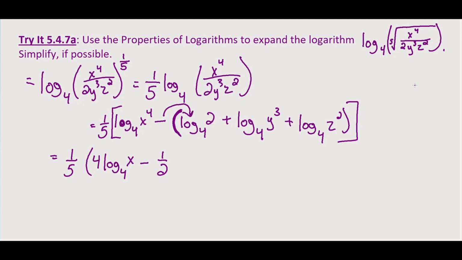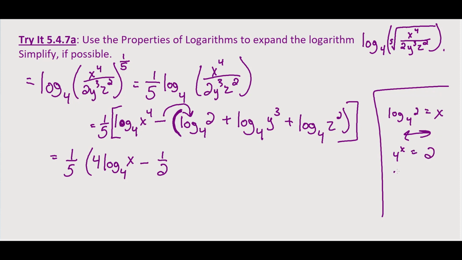If we want to write that off to the side, let's go ahead and show that simplification. Log base 4 of 2 equals x if and only if 4 to the x equals 2. Well, that's 2 to the 2x equals 2 to the 1. So 2x equals 1, x equals 1/2. So log base 4 of 2 equals 1/2. So that's where we get the minus 1/2, and then we're distributing that negative.